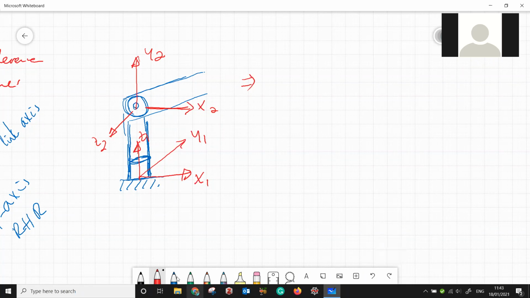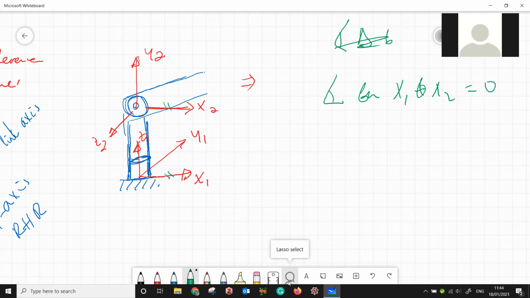Now let us physically try to understand. x1 and x2 are parallel. There is no offset, there is no angle offset between x1 and x2. The angular change between x1 and x2 is 0.